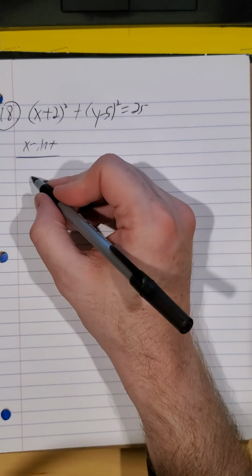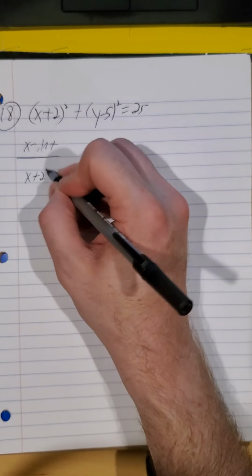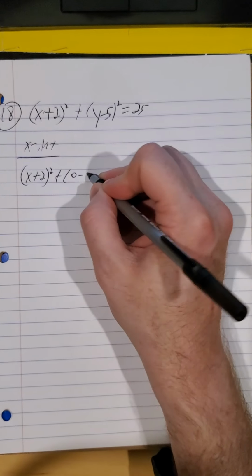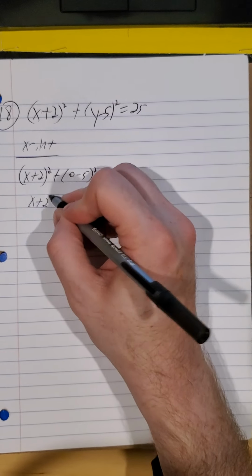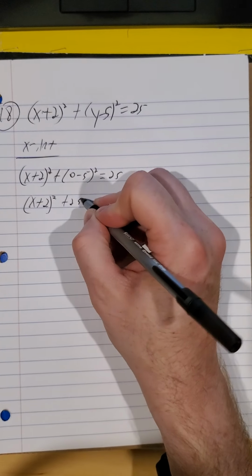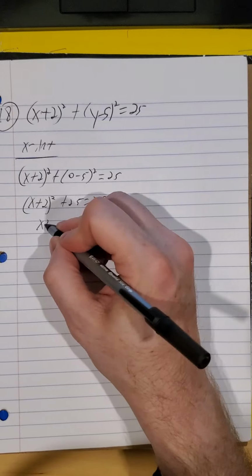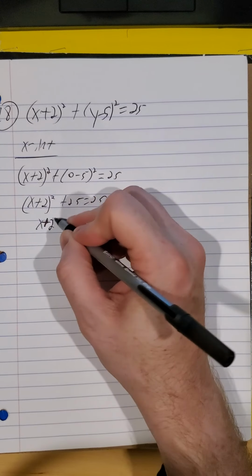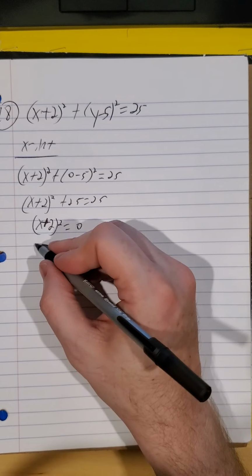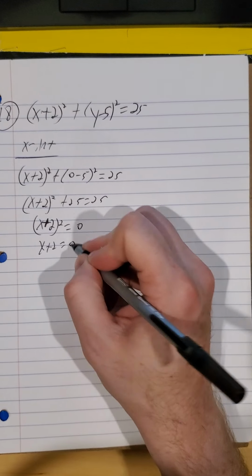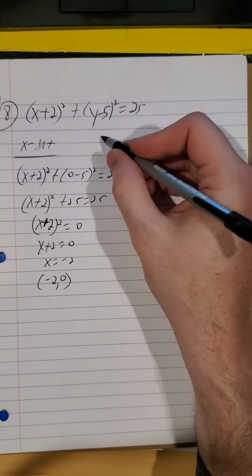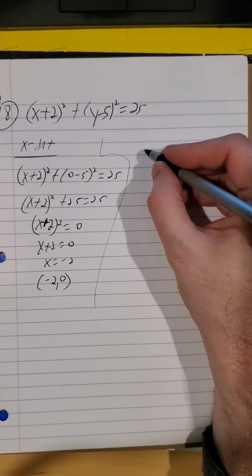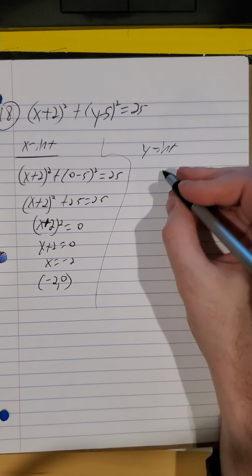So x-intercepts only happen when y is 0. So x plus 2 squared plus 0 minus 5 quantity squared is worth 25. x plus 2 quantity squared plus 25 is 25. So x plus 2 squared is 0. So x plus 2 is 0. x is negative 2. So there's the one x-intercept we expected. Y-intercept, we're expecting a pair of them.